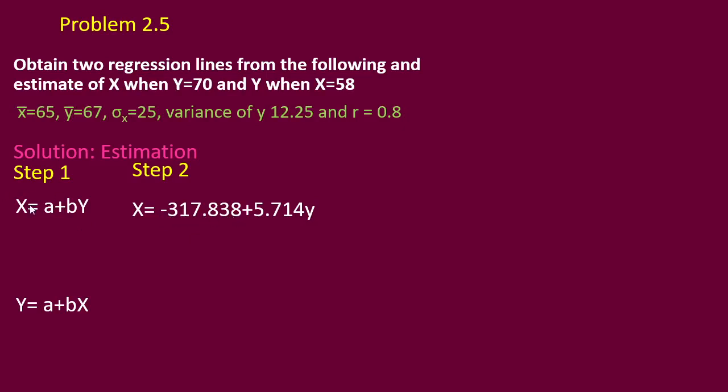Here we have, in the place of a, minus 317.838, and plus b, again b represents the regression coefficient. So here we have the regression coefficient 5.714 into y.